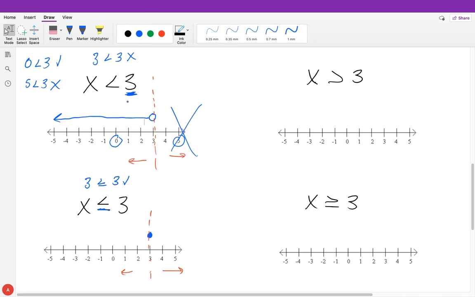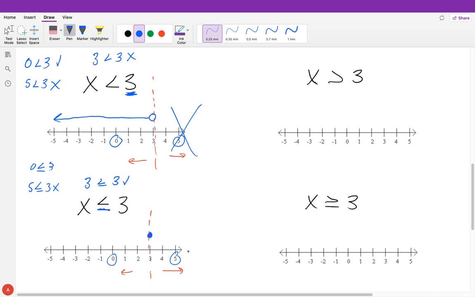So this is the way that x is less than 3 will be represented. And then from here, x is less than or equal to 3. Well, we have the colored in circle, and the same thing. We pick 2 points. I'm just going to pick them again. 0, is this less than 3? And 5, is this less than 3?